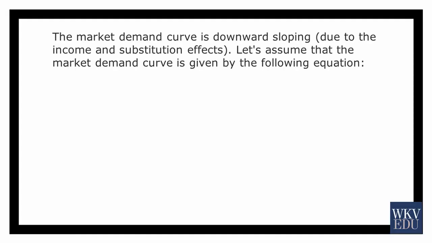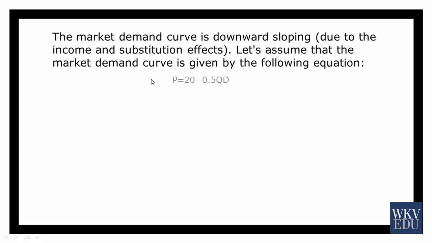We look at the demand in the perfectly competitive market. The market demand curve is a downward sloping curve, obviously due to income and substitution effect. Now we'll go into the following equation that exhibits the demand curve for this type of market. The price is 20 minus 0.5 quantity demanded.